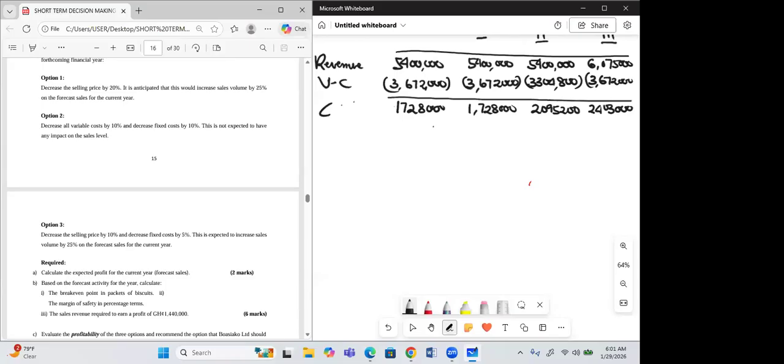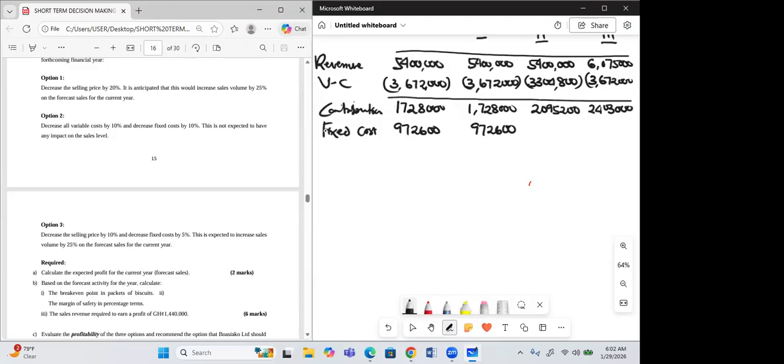Okay, so this is our contribution. Then now check the fixed cost for the current. It will be maintained. Fixed cost. The current is what? 972,600. Option 1, 972,600.